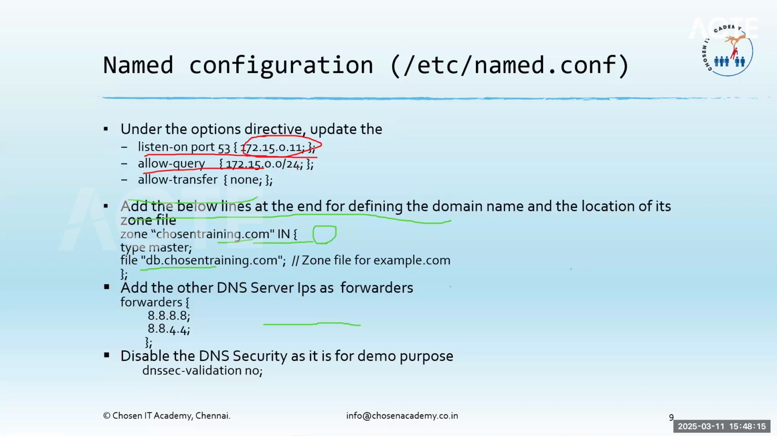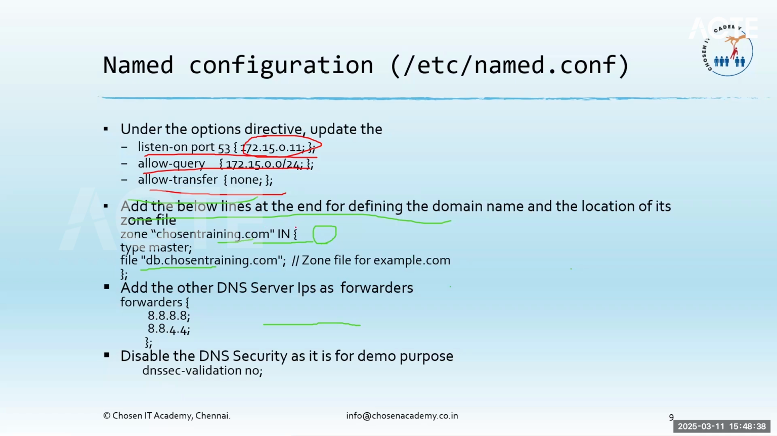And allow-query. So the query, on which network we want this query to be resolved. We can specify the networks here, as allow-query. And for allow-transfer, we can say none, because I have just one DNS server, so it's none.